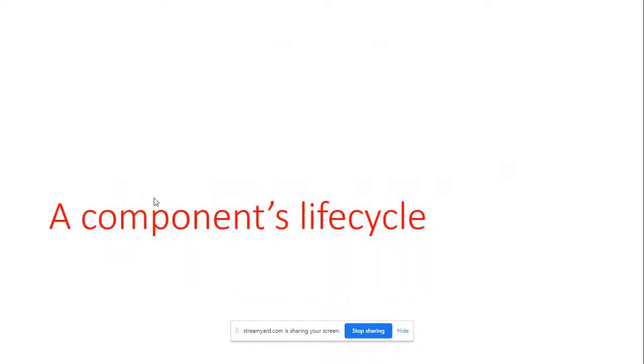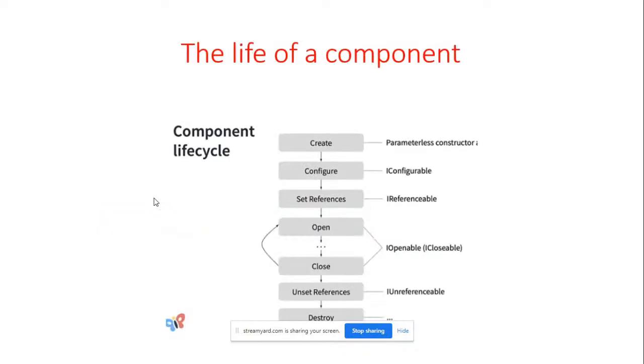So an important concept behind this is the component's life cycle. Each component has a life cycle that consists of 8 stages. The first one is the creation. Basically, this is when we create a new instance of our class or our component. We say that components are classes with a specific constructor.